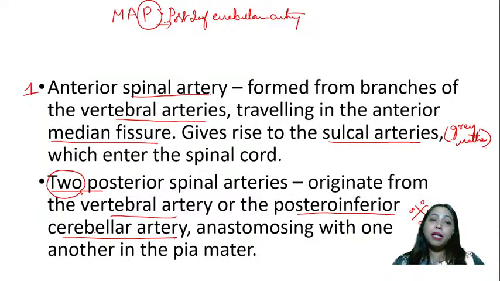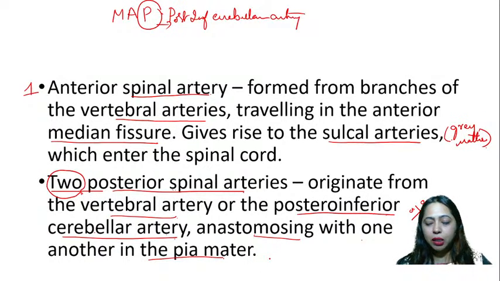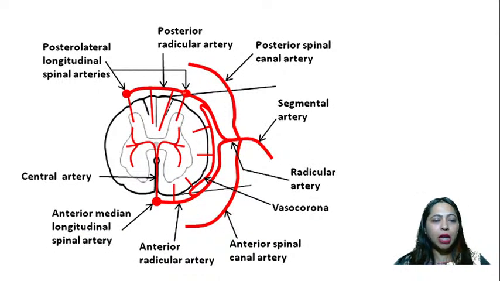Okay, so the cerebellum is not just supplied by the vertebral artery. It has contribution from the internal carotid artery branches as well. So this is one thing that you must remember. Now here it anastomoses with one another in the pia mater. So you remember this posterior spinal artery, what happens to them? They anastomose in the pia mater. Now this is how you can depict it in the picture.